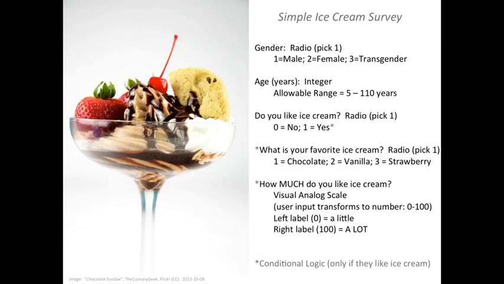This one we'll ask on a slider scale where the individual taking the survey will be asked to place the cursor on a certain line. The left-hand label on that line will say a little, and it will be coded in as 0. The right-hand label will say a lot, and it will automatically code to 100, so that wherever the individual places their cursor on that line, it will transform it into a number. Finally, we'll only ask those last two questions if they indicate on the survey question, do you like ice cream, an affirmative answer, only if they answer yes.